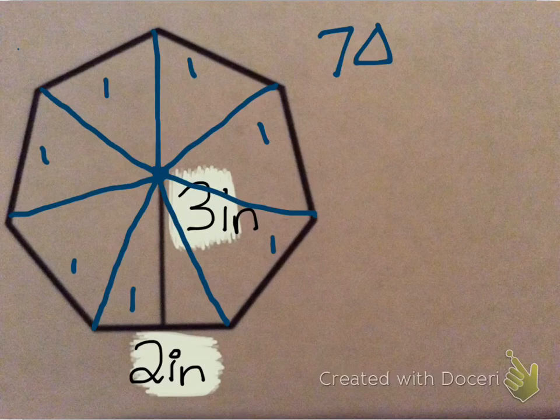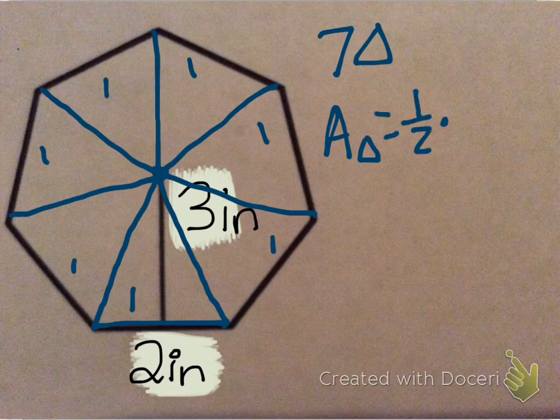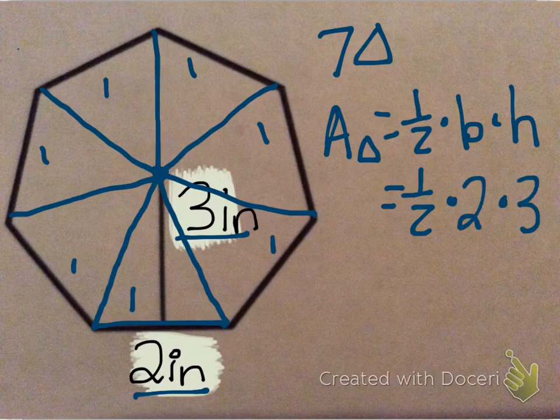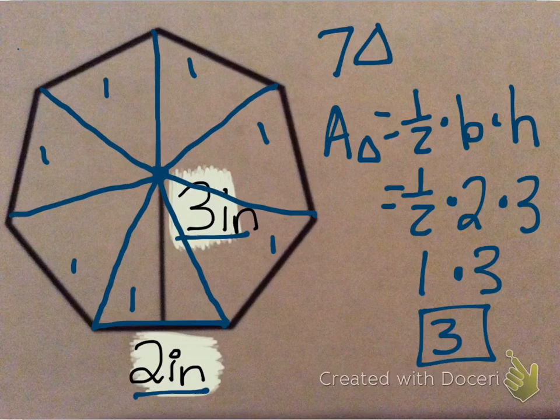So we're going to do the triangle that's labeled down here. And we know that the area of a triangle is 1/2 times the base times the height. We're given the base and we're given the height. So we're just going to plug those numbers in. 1/2 times 2 times 3. I know half of 2 is 1. So I'm going to do 1 times 3, which is 3. So that's the area of our one triangle right here.